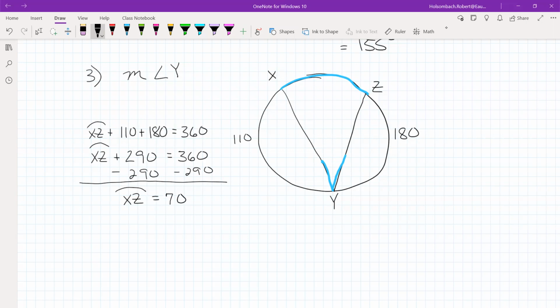So if this blue arc equals 70 degrees, then its inscribed angle is half of the arc. Agreed? So we're going to say the measure of angle Y is equal to 1/2 of 70. And half of 70 equals 35.